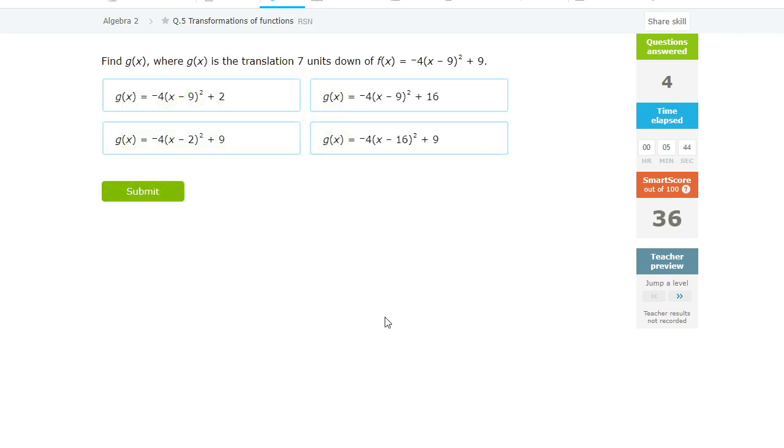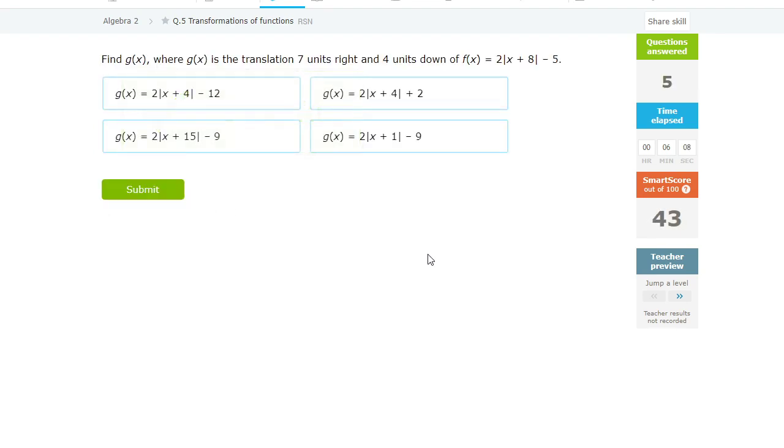Okay. Next one, translating 7 units down, so just 7 units down. So when I translate again up or down, I'm adding or subtracting on the outside. Because I'm going 7 units down, I'm going to subtract 7 from this 9, and that'll get 2. If you go to your answer choices here, this is the only one with the 2, right? So there's my answer.